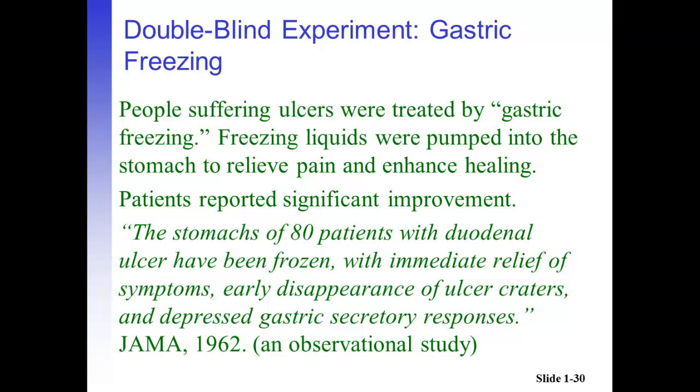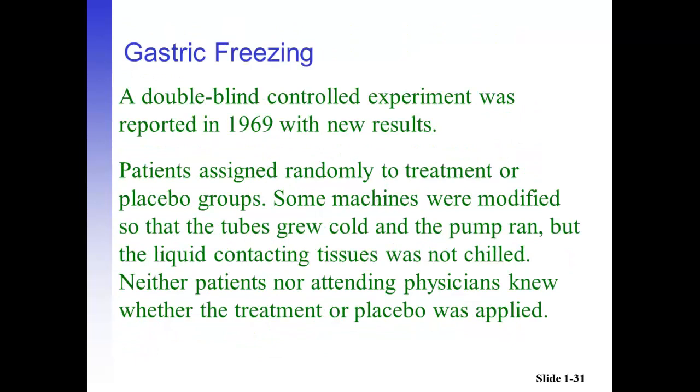A few years later, other researchers decided to see whether the results would hold up under a more formal study. A double-blind controlled experiment was reported then in 1969 in the same journal with new results. Patients were assigned randomly to treatment or to placebo groups. Now, some of the machines were subtly modified so that even though the tubes that went into the patient's mouth and down into the stomach did grow cold, and they could hear the pump run, the liquid contacting the tissues in these patients was not chilled.